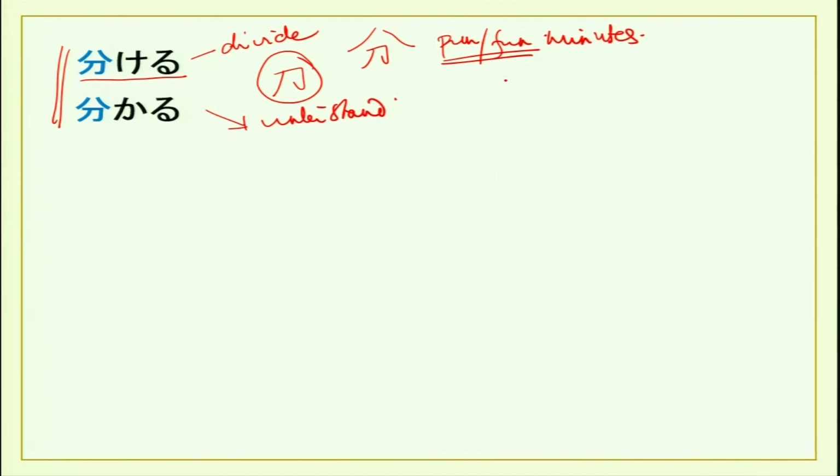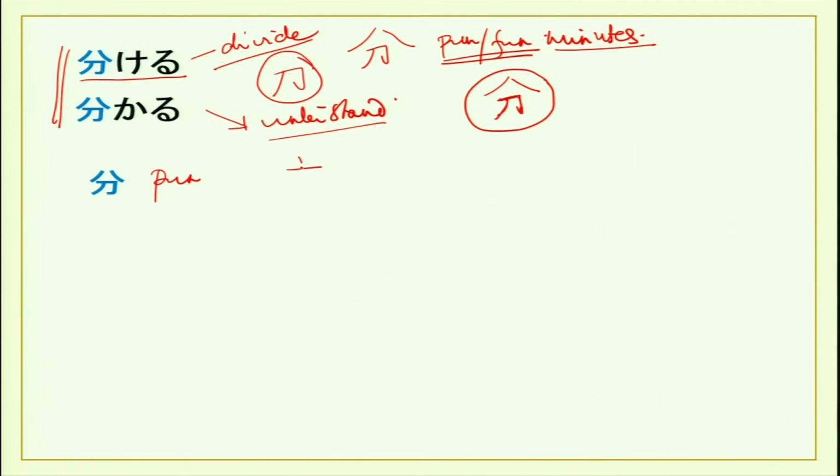So, I will make it once again for you. It is a simple kanji. So, 1, 2, 3 and please remember it is over here. It is under this line. So, 3 and 4. So, it is a 4-stroke character which means minutes as well as to divide and to understand. Now, let us see some more words with this kanji.